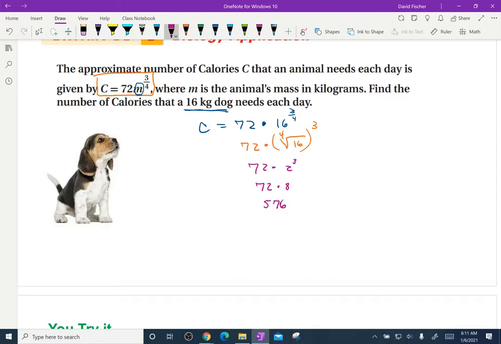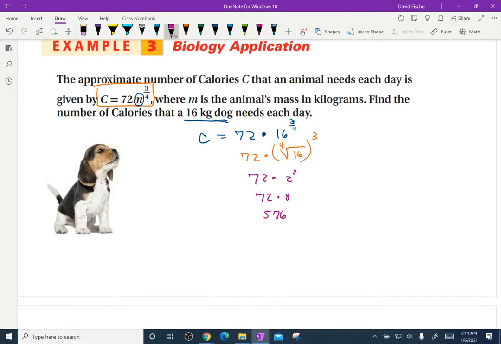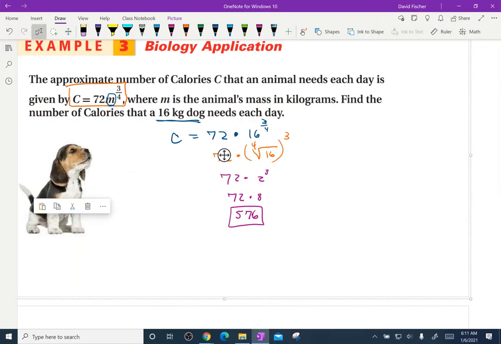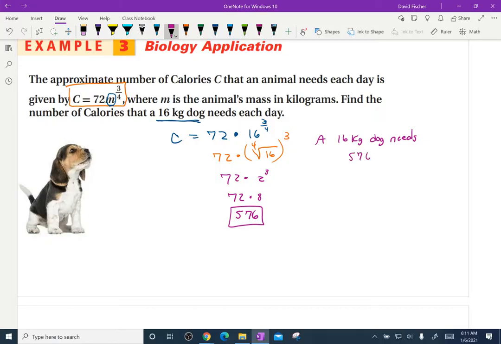Now again, new people, all word problems need word answers. You can't just put a box around 576 and say that's my answer. You have to answer the question. Find the number of calories a dog needs. So you would say a 16-kilogram dog needs 576. Make sure you put the units. What are these, kilograms? Oh no, these are calories. We're measuring calories here, sorry. 576 calories.